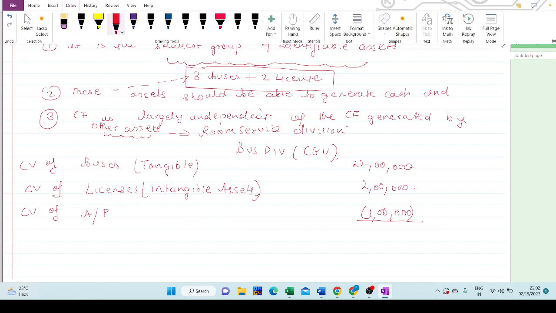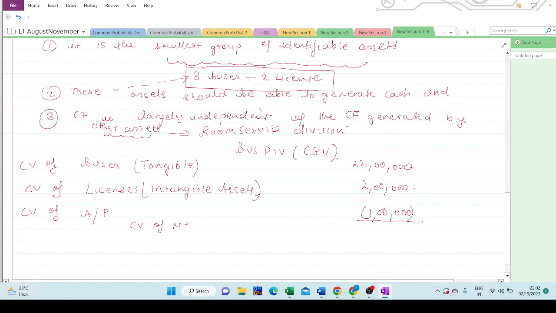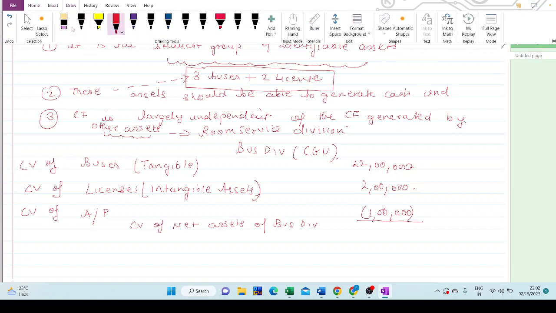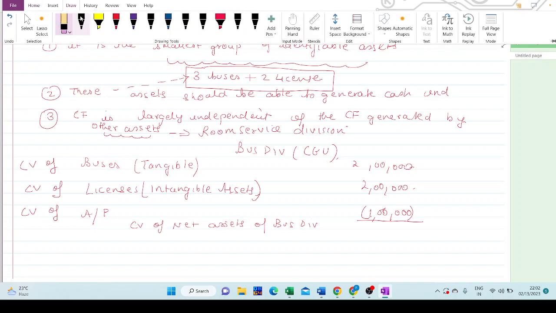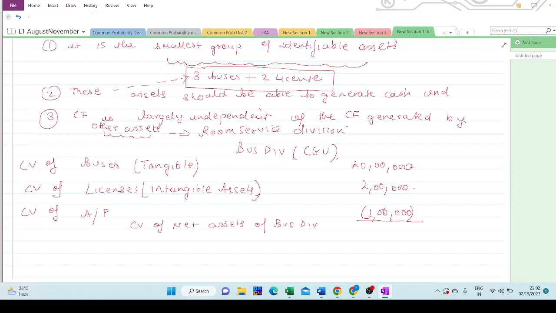The carrying value of net assets of bus division CGU is 23 lakhs. Let's make it 20. Okay. 20 lakhs. 20, 22, 21 lakh. Guys, are we good? Have we understood till now? Any doubts here? Guys, anyone is having any doubt? बोलो कोई जल्दी.